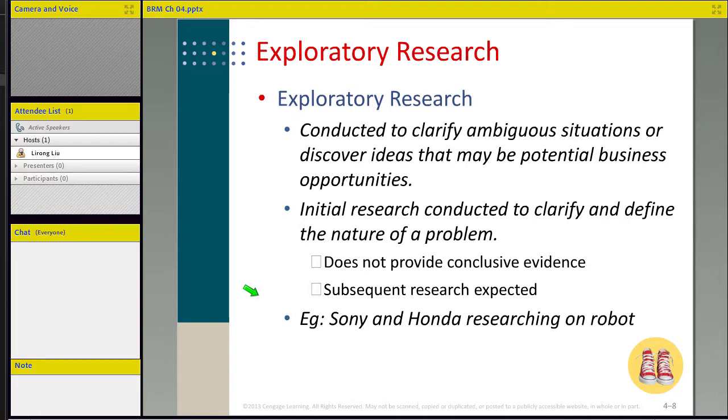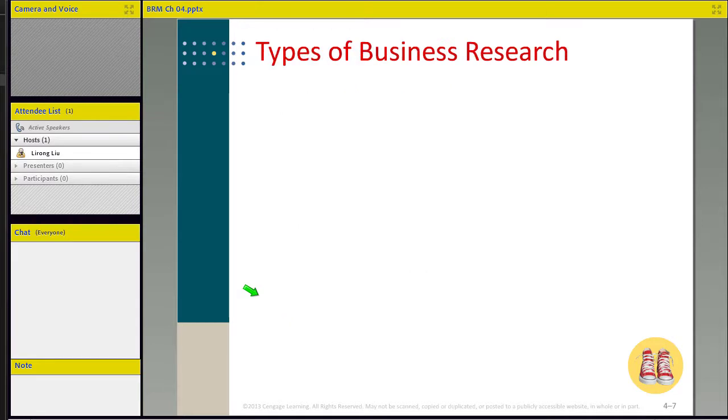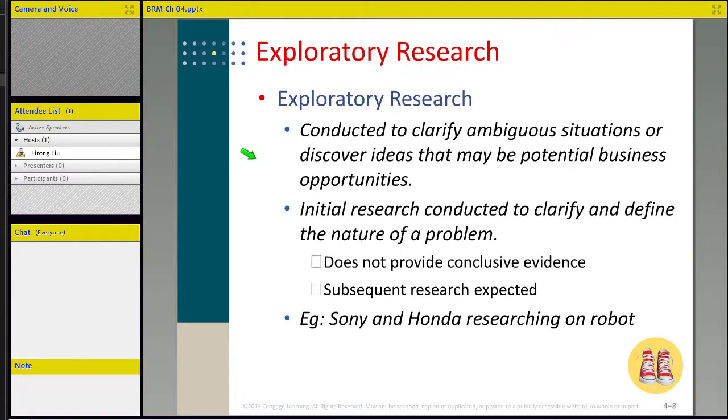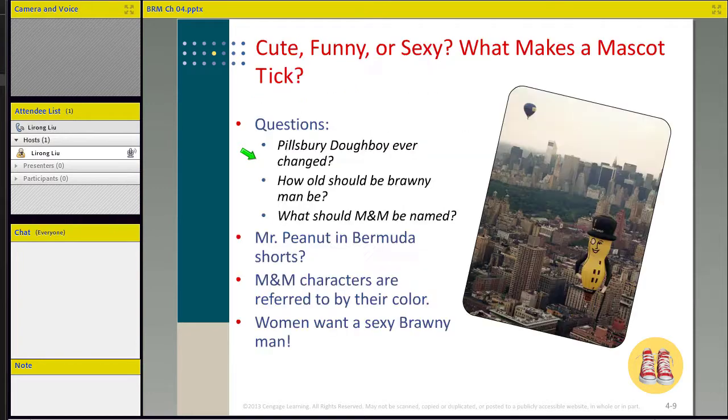You could take this as the pilot research. Typically, such research is followed by either descriptive research or causal research afterwards. So exploratory research is more like a pilot research. Here are a few examples of when people would conduct exploratory research.